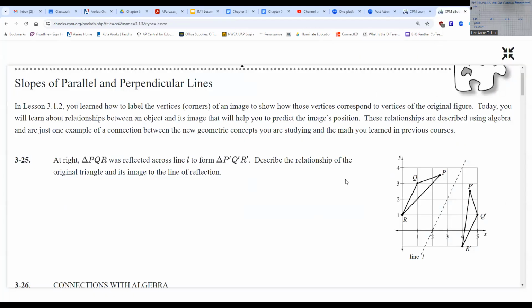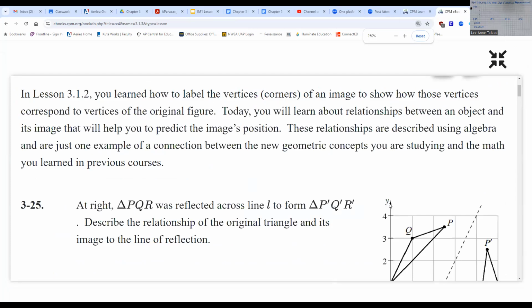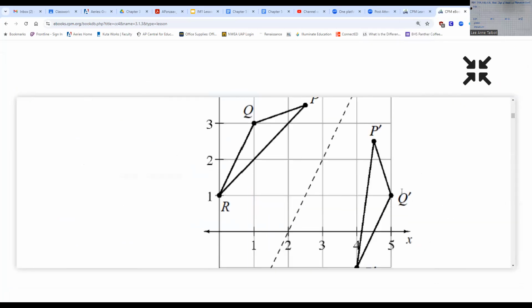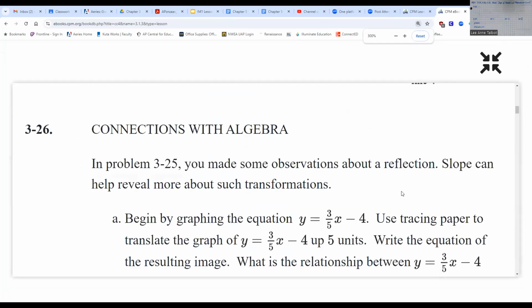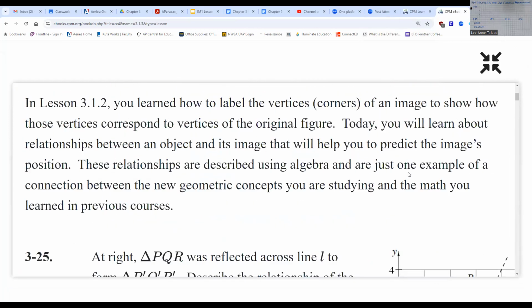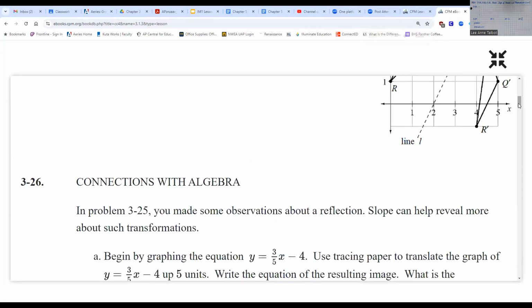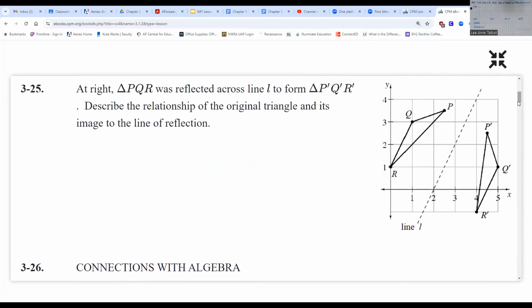Okay. Can you guys take a look at this picture here? So let me zoom it in for you. Let me zoom it out slightly. Okay.